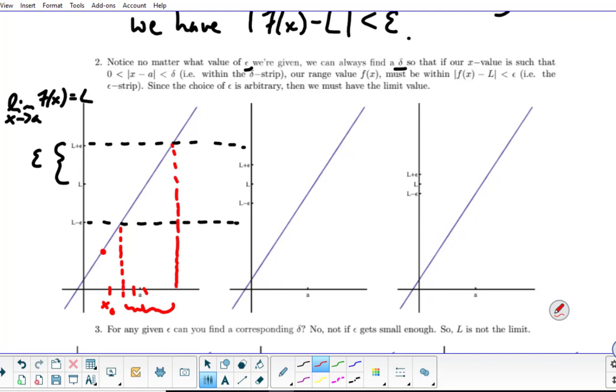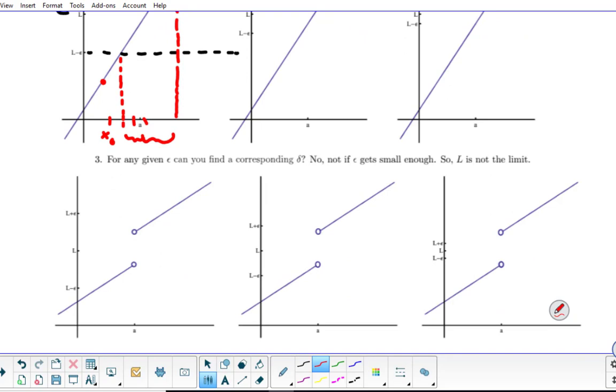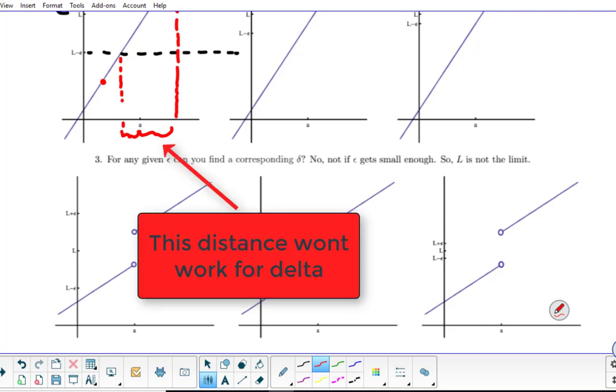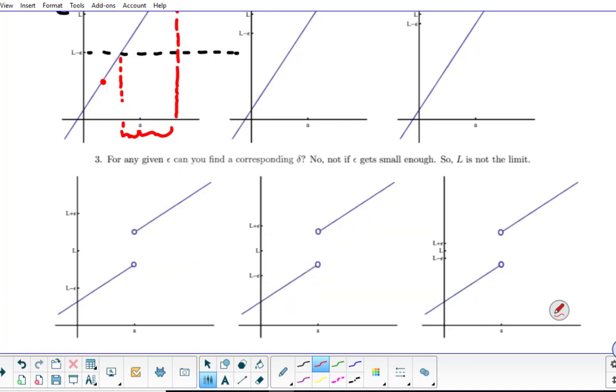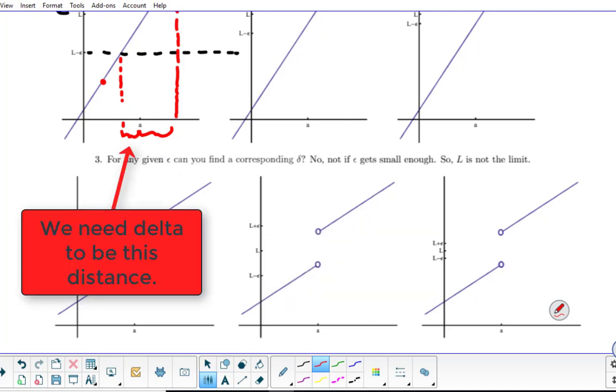What we will pick, though, as far as delta goes, is the smaller of these two. Let me clean this up just a little bit. So we have this distance right here, and we have this distance right here. But I don't want delta to be this distance, because if I go this distance on the other side of a, then I'm not going to guarantee that I'm within my error strip. So delta is going to be the smaller of these two. This one right here, the smaller of the two, will be the delta value.